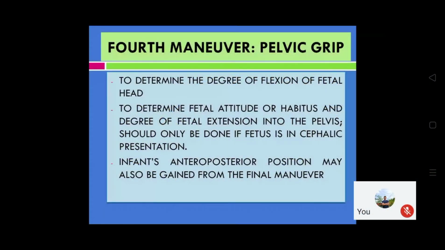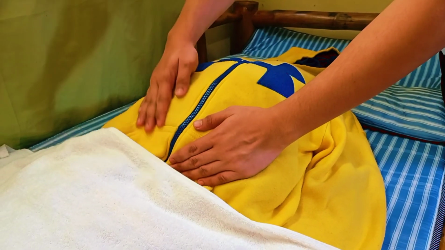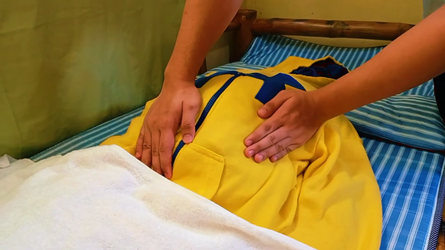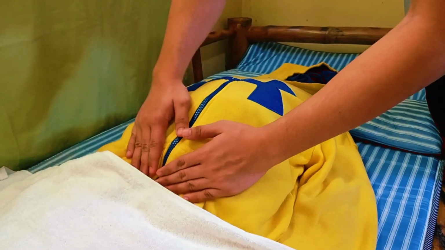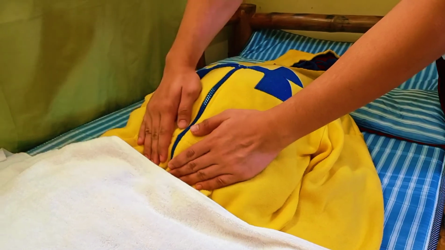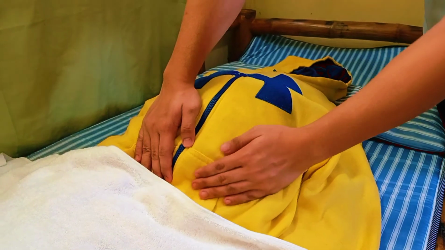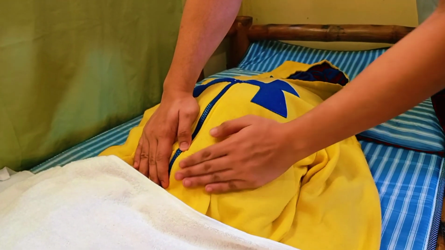The fourth maneuver, also called the pelvic grip, is used to determine the degree of flexion of the fetal head. It is also used to determine fetal attitude or habitus and the degree of fetal extension into the pelvis. It should only be done if the fetus is in cephalic presentation. Stand to the side facing the patient's feet. Place the tips of the first three fingers on both sides of the midline about 2 inches from the inguinal ligament. Apply pressure downward and in the direction of the birth canal. And confirm the presenting part.